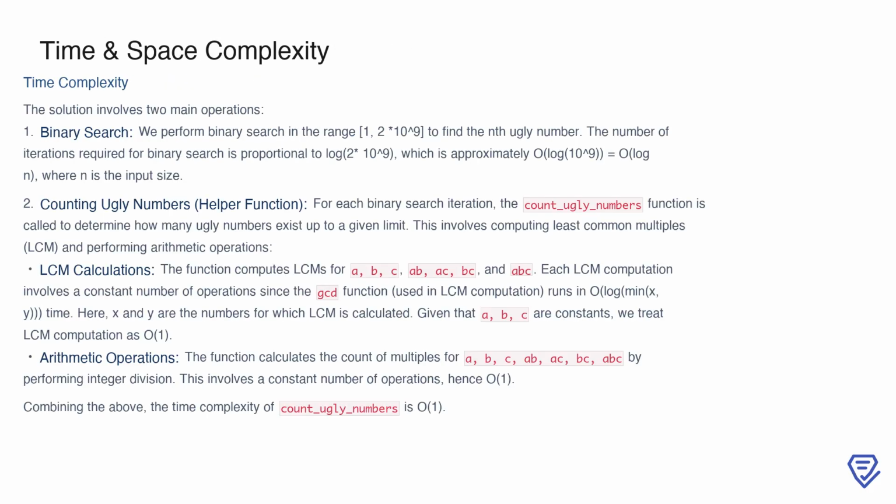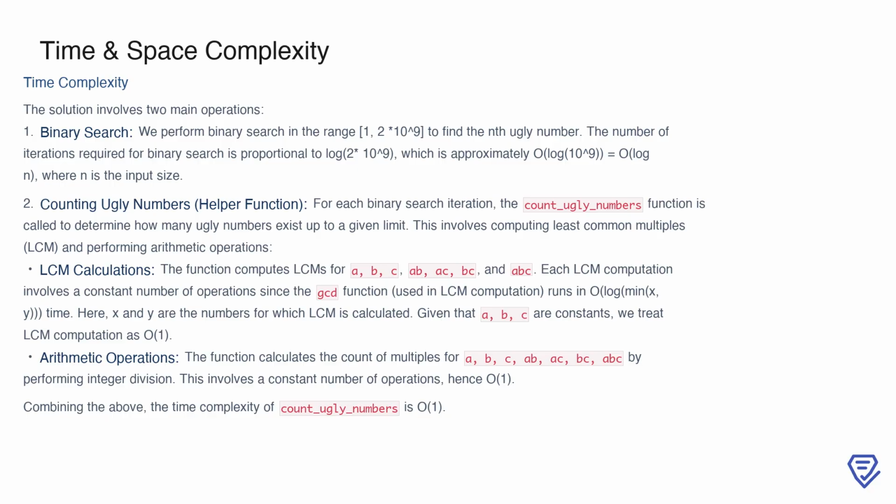To analyze the time complexity, the solution revolves around two main operations. First, we perform binary search within the range of 1 to 2 billion to locate the nth ugly number. Since binary search reduces the range by half with each iteration, the total number of iterations is proportional to the logarithm of the range size. This gives us a complexity of O(log n), where n is the input size.